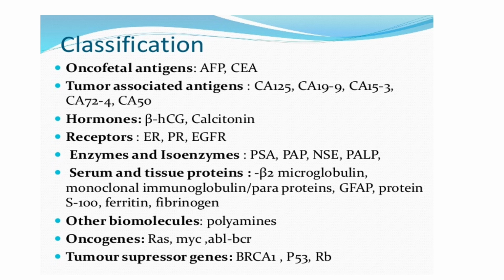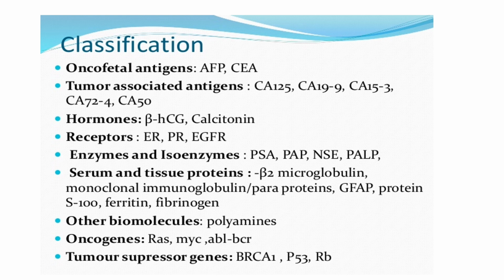Monoclonal immunoglobulins, paraproteins, and GFAP is a very important tumor marker in brain tumors. The protein like S100 is a very important marker in some soft tissue tumors, like in schwannoma, or tumors arising from the meninges, and keratin and fibrinogens are also serum or tissue protein markers.